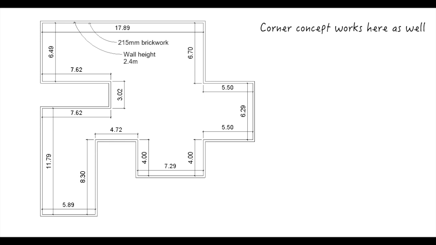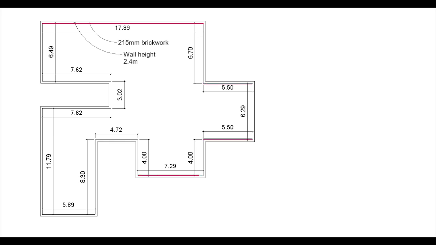Ordinarily, with floor plan dimensions, we take the interior length and width and multiply by 2. But with unequal shapes, this is only partly the case. In this example, let's look at the lengths and widths. It can help if we mark up our lengths and widths as we go along. Arbitrarily, I have coloured lengths red and widths blue. Starting at the top left, we have interior lengths of 17.89, then 2 by 5.50, 7.29, 4.72, 5.89, and finally 2 by 7.62.